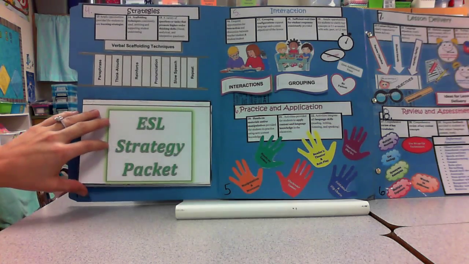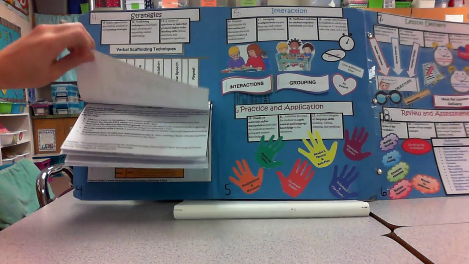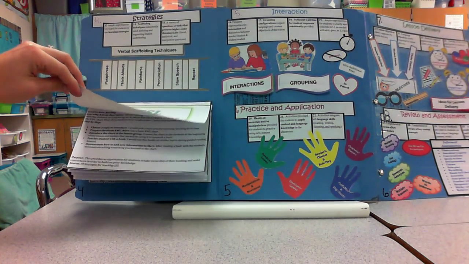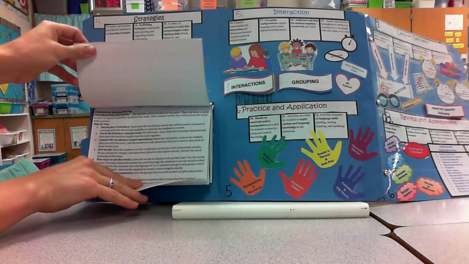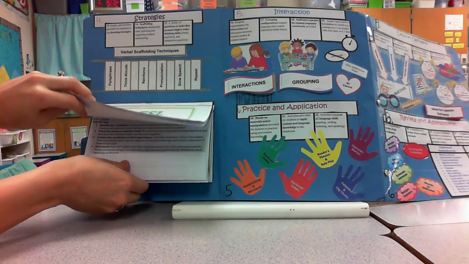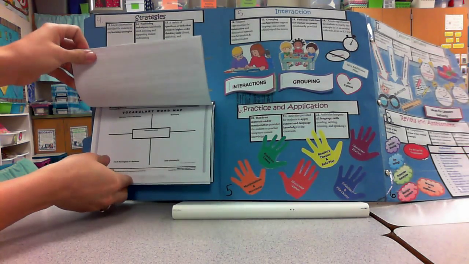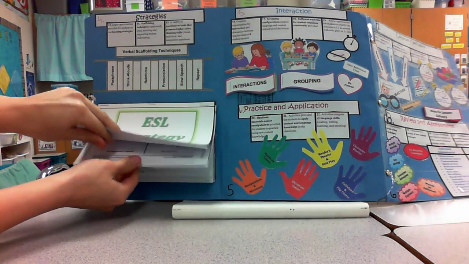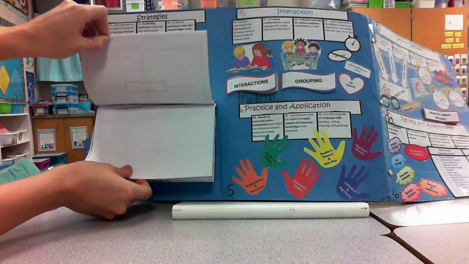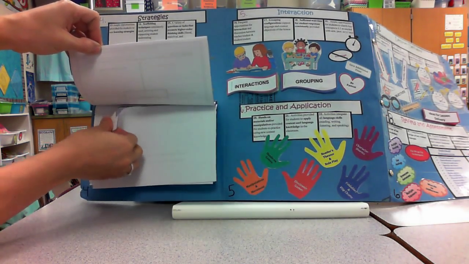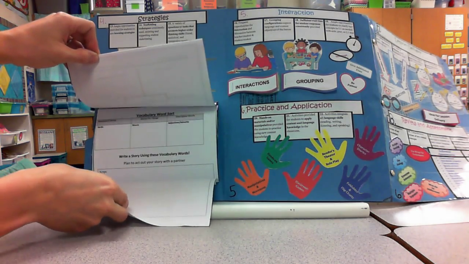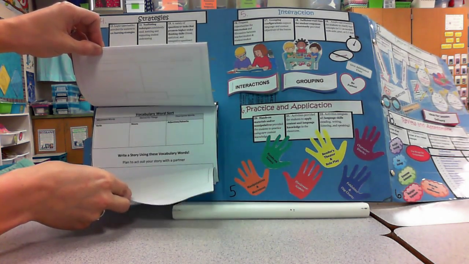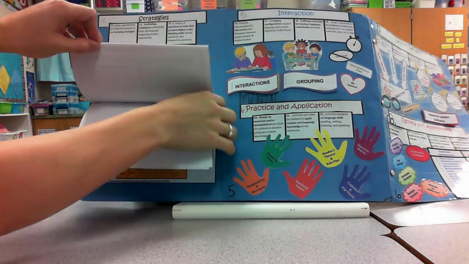This is our strategies packet that we, as a class, came up with. I've got all the strategies that my classmates came up with, as well as the ones that I came up with, in here. We've got a vocabulary word map. I think a couple of us did that one. There's a vocabulary word sort here. Writing stories using these vocabulary words.